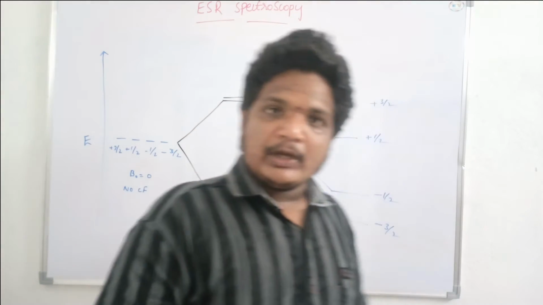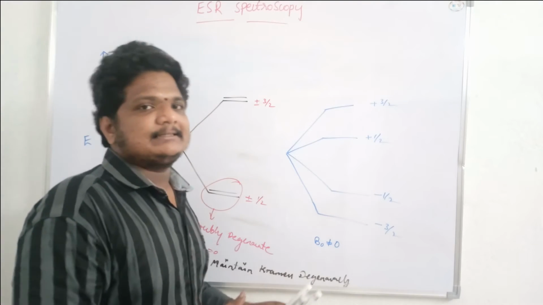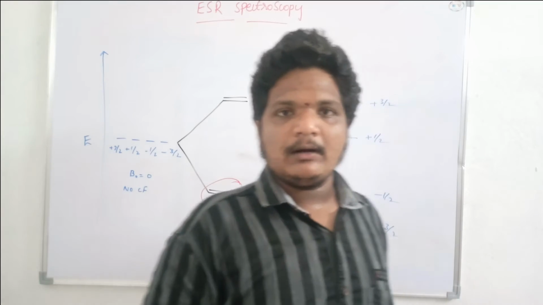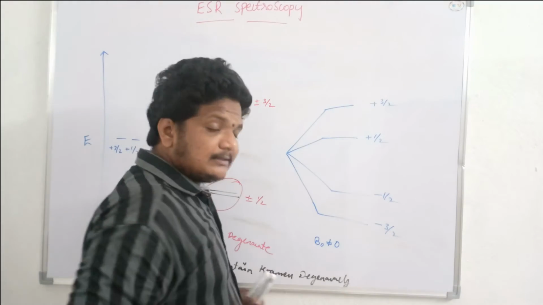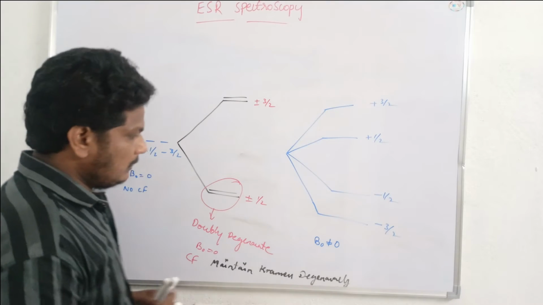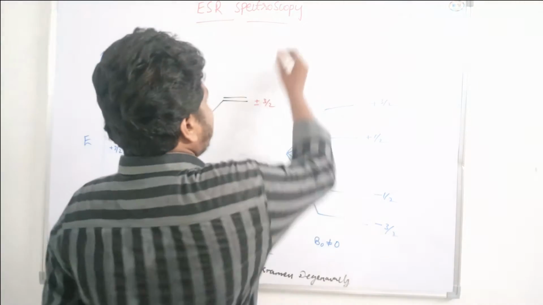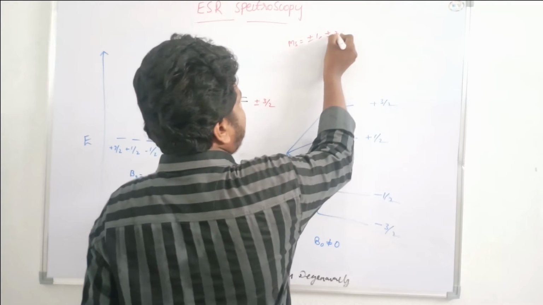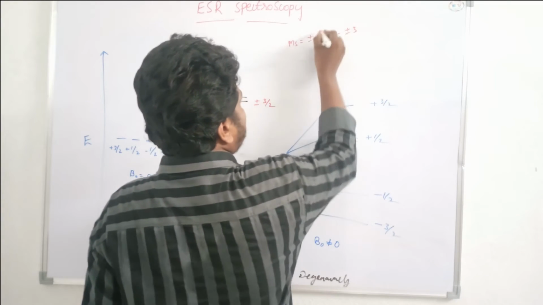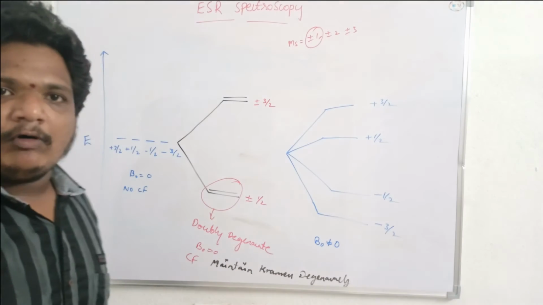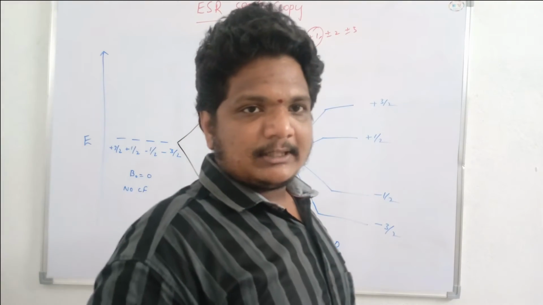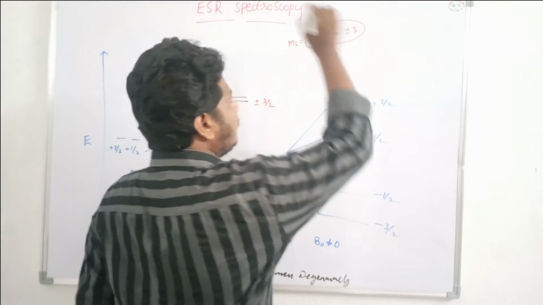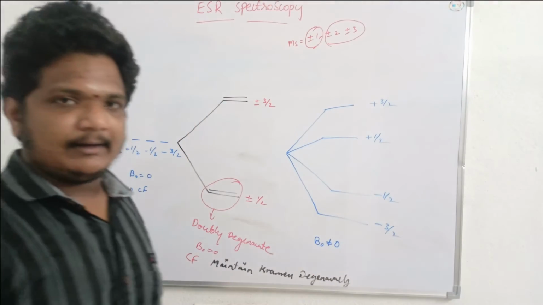Now let us see how many possible transitions take place and how many fine lines we can observe in the case of this D3 system. According to the selection rule, ms is equal to plus or minus 1, plus or minus 2, and plus or minus 3. The plus or minus 1 is a more intense transition. The remaining transitions are less intense and negligible.